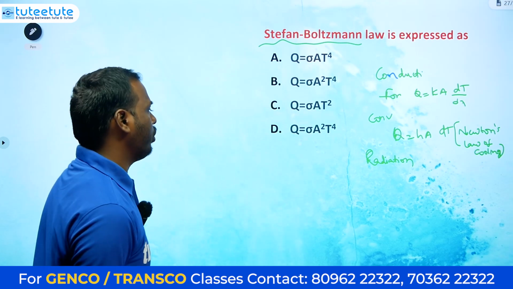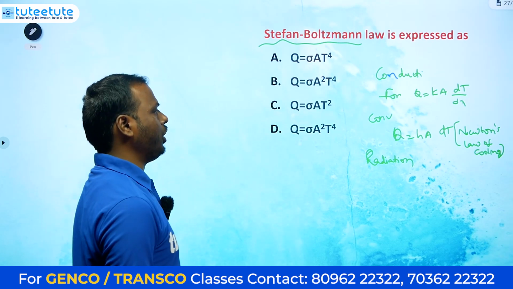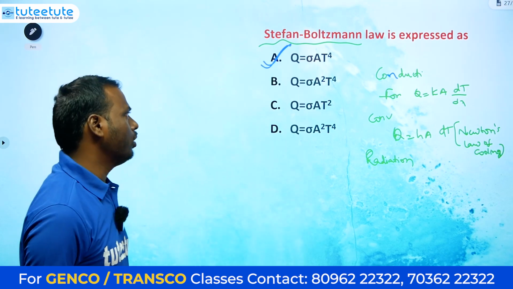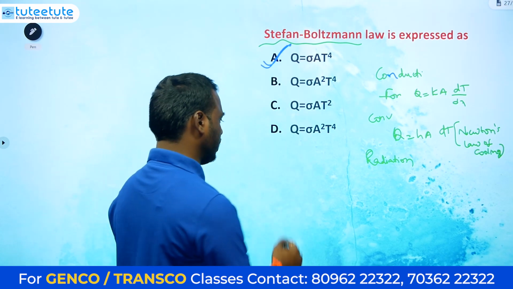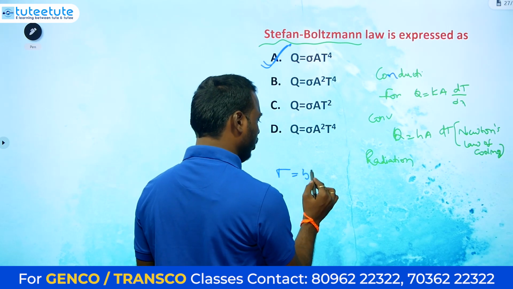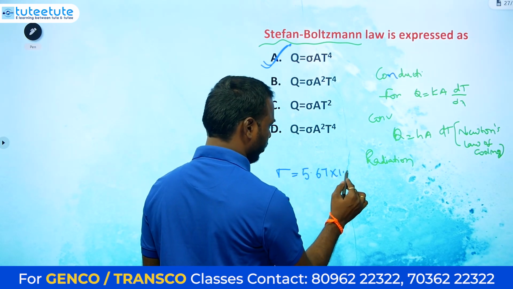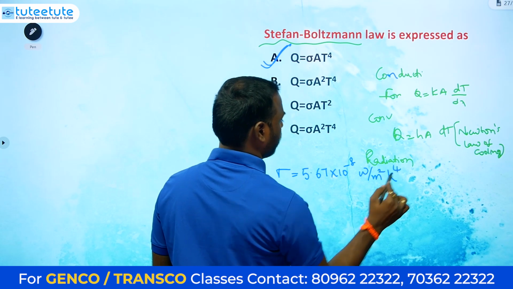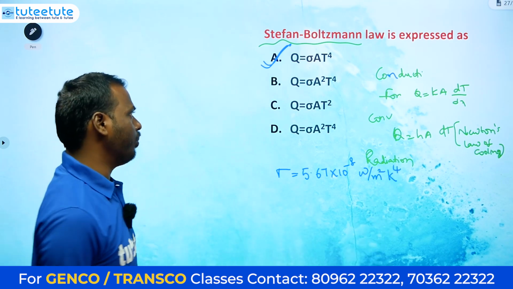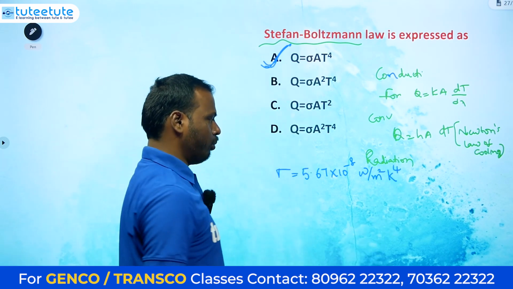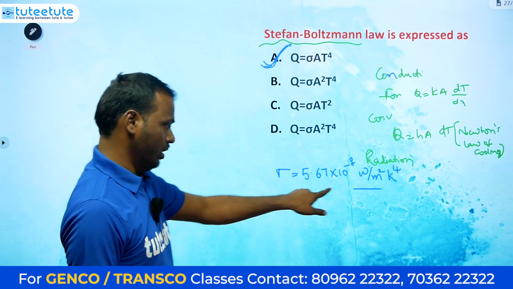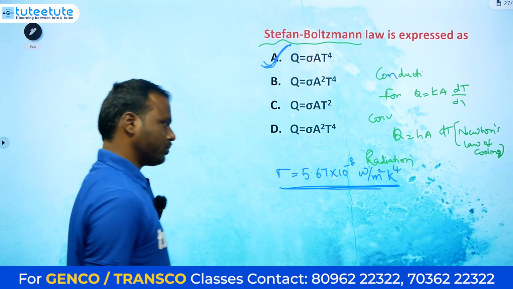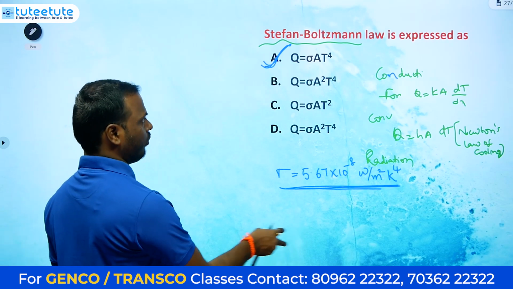According to this one, Q is equal to sigma into A into T power 4, where sigma is the Stefan-Boltzmann constant, which is equal to 5.67 into 10 to the power of minus 8 watt per meter square Kelvin power 4. This is the Stefan-Boltzmann constant. Remember this value also, 5.67 into 10 to the power of minus 8 watt per meter square Kelvin power 4.